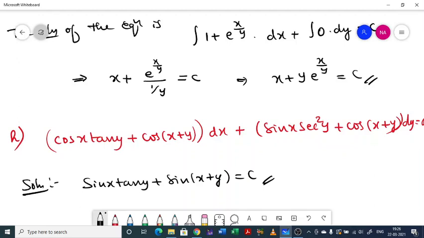And in the next video we shall discuss equations reducible to exact form. So there are 2 types, and the second type we don't much prefer. Anyway, we shall discuss that in the next video.